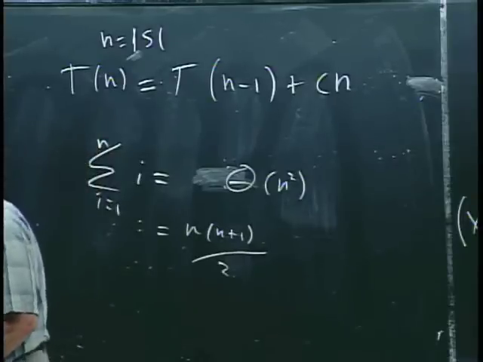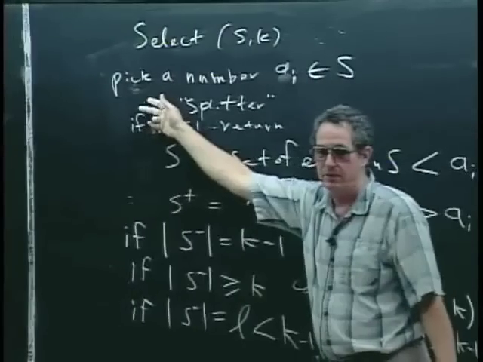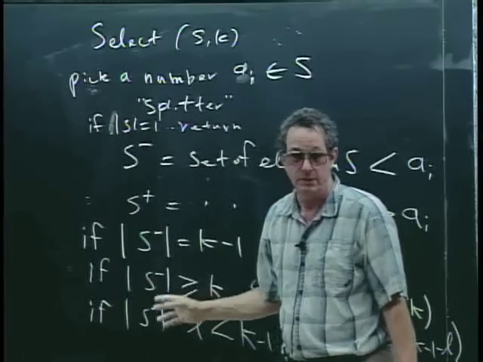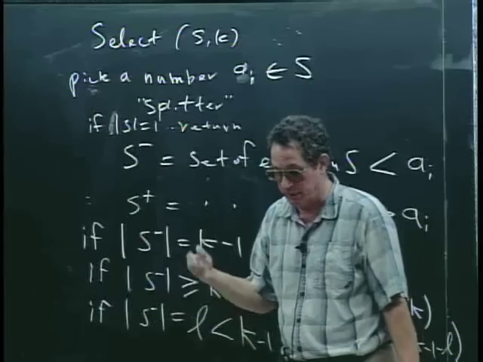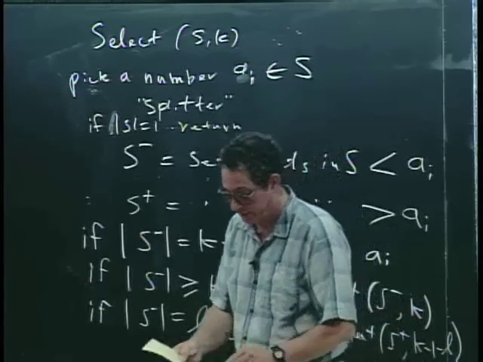And next time what we'll do is we'll be picking the splitter randomly. We'll do analysis of the expected time that takes, and I'll have to explain what expected means in this context. And then we'll go on to quicksort and do randomized quicksort.